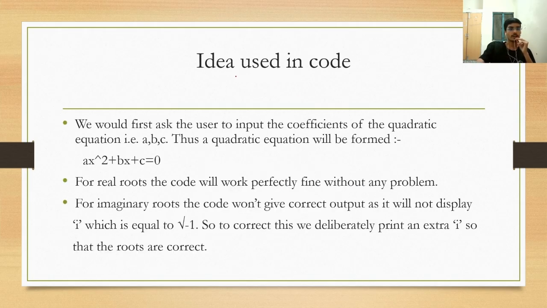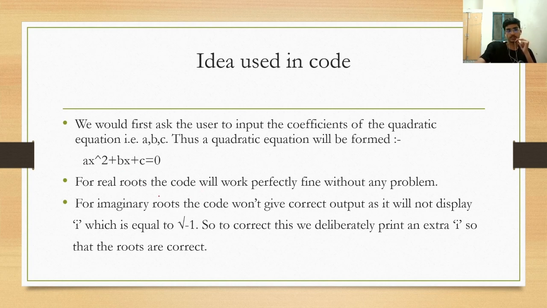So let me explain to you the idea of the code which we would be writing. The idea is that we would first ask the user to input the coefficients of the quadratic equation, because these are very important in determining the roots. So we would be asking the user to input the coefficients, and thus the equation would be formed. It would be like ax square plus bx plus c for real roots.